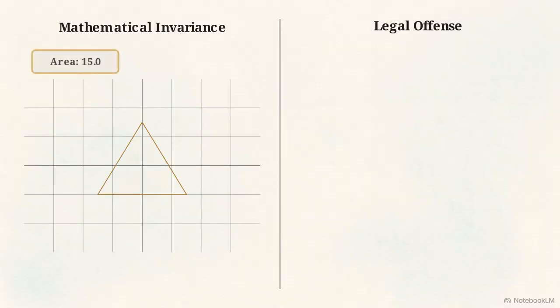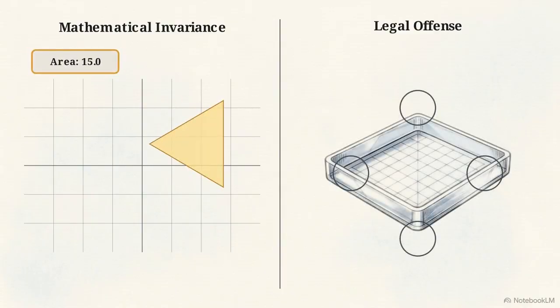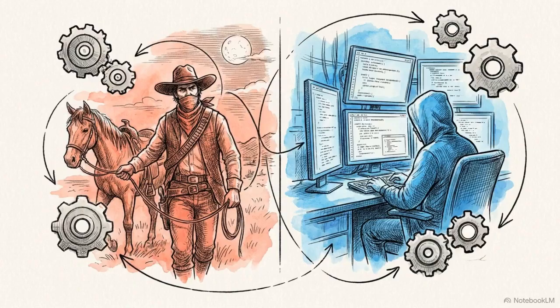In mathematics, a triangle's area is invariant with respect to the isometries of a Euclidean plane. In law, the composition of a legal offense, object, subject, objective side, subjective side, remains identical whether prosecuting a 19th century theft or a modern cryptocurrency fraud.